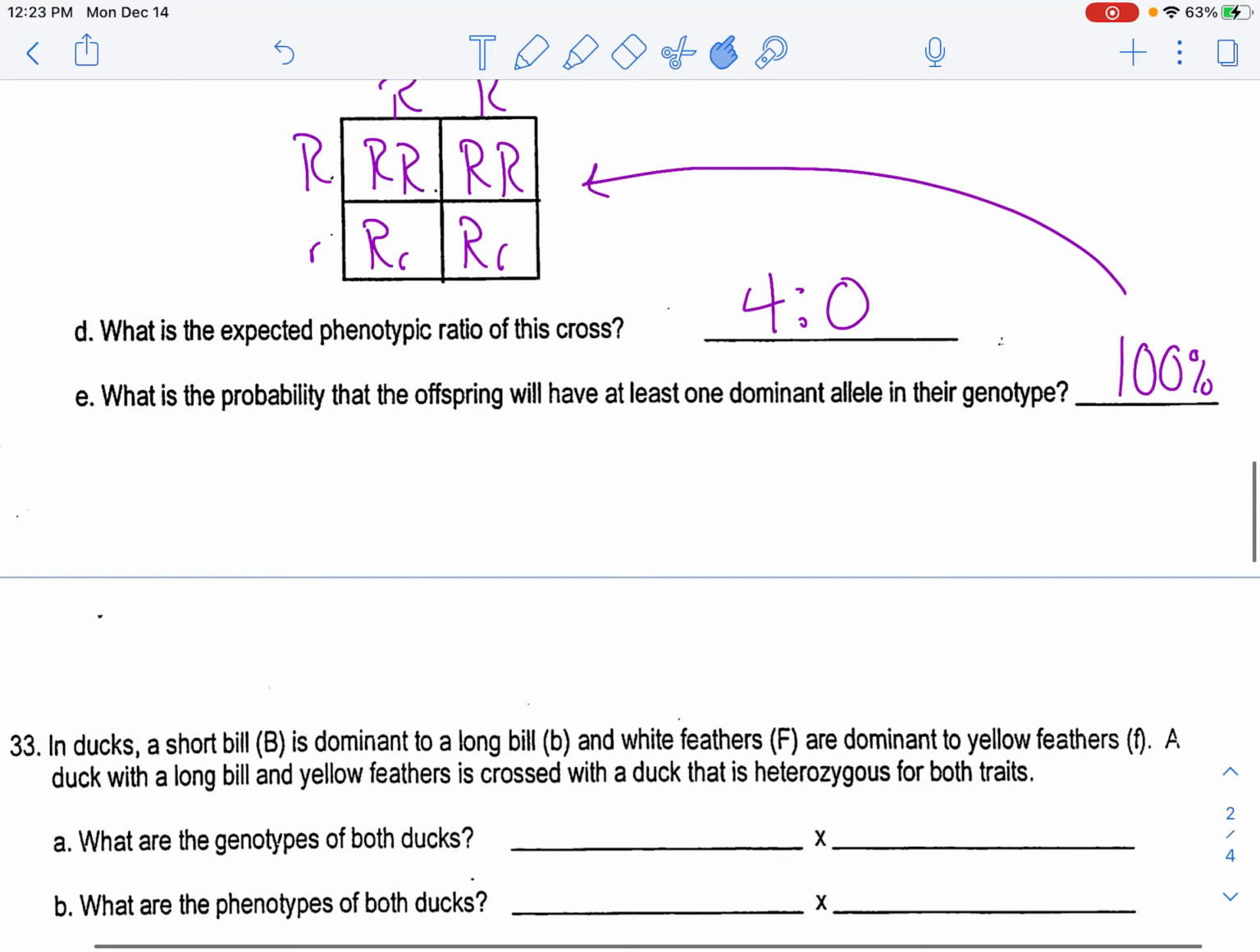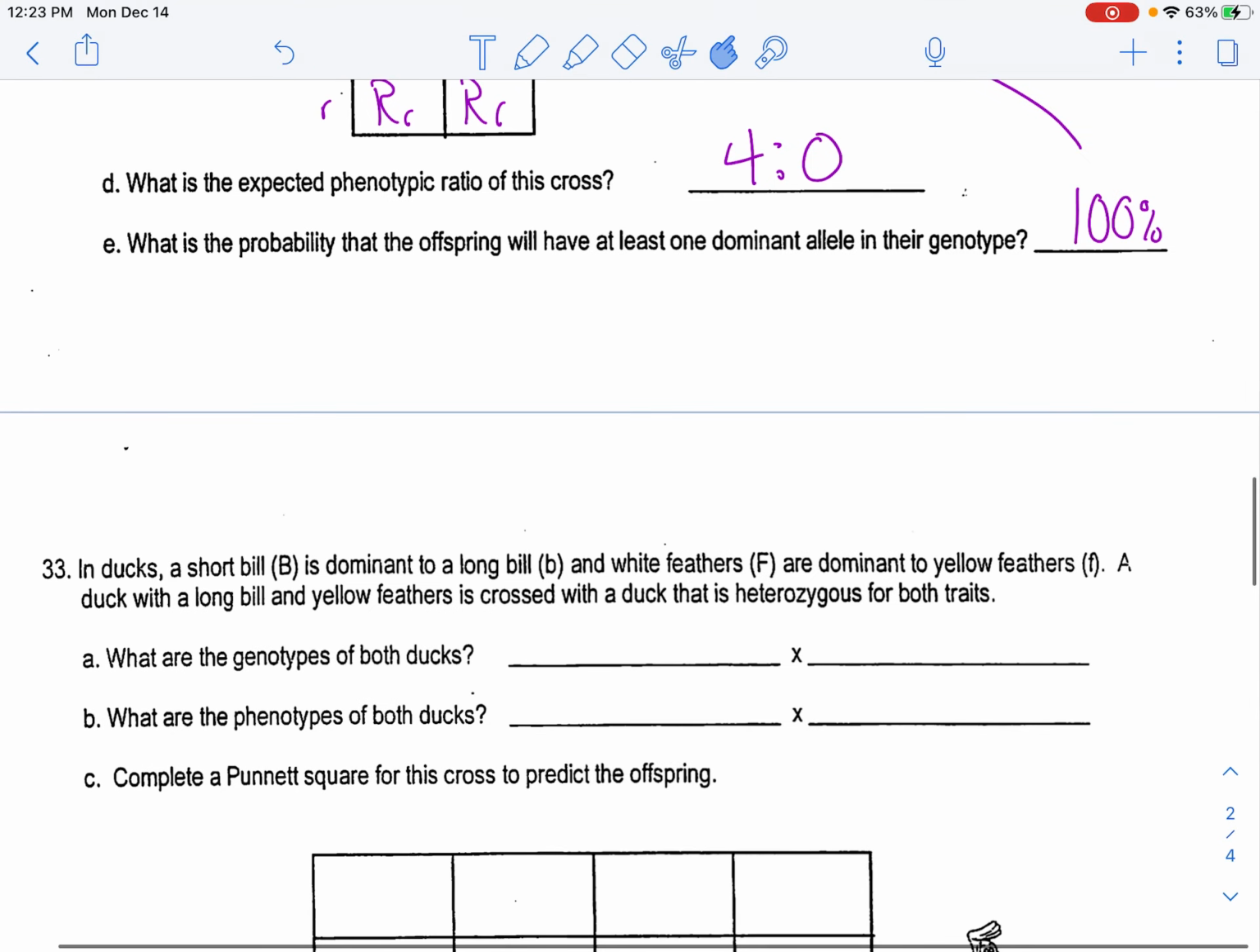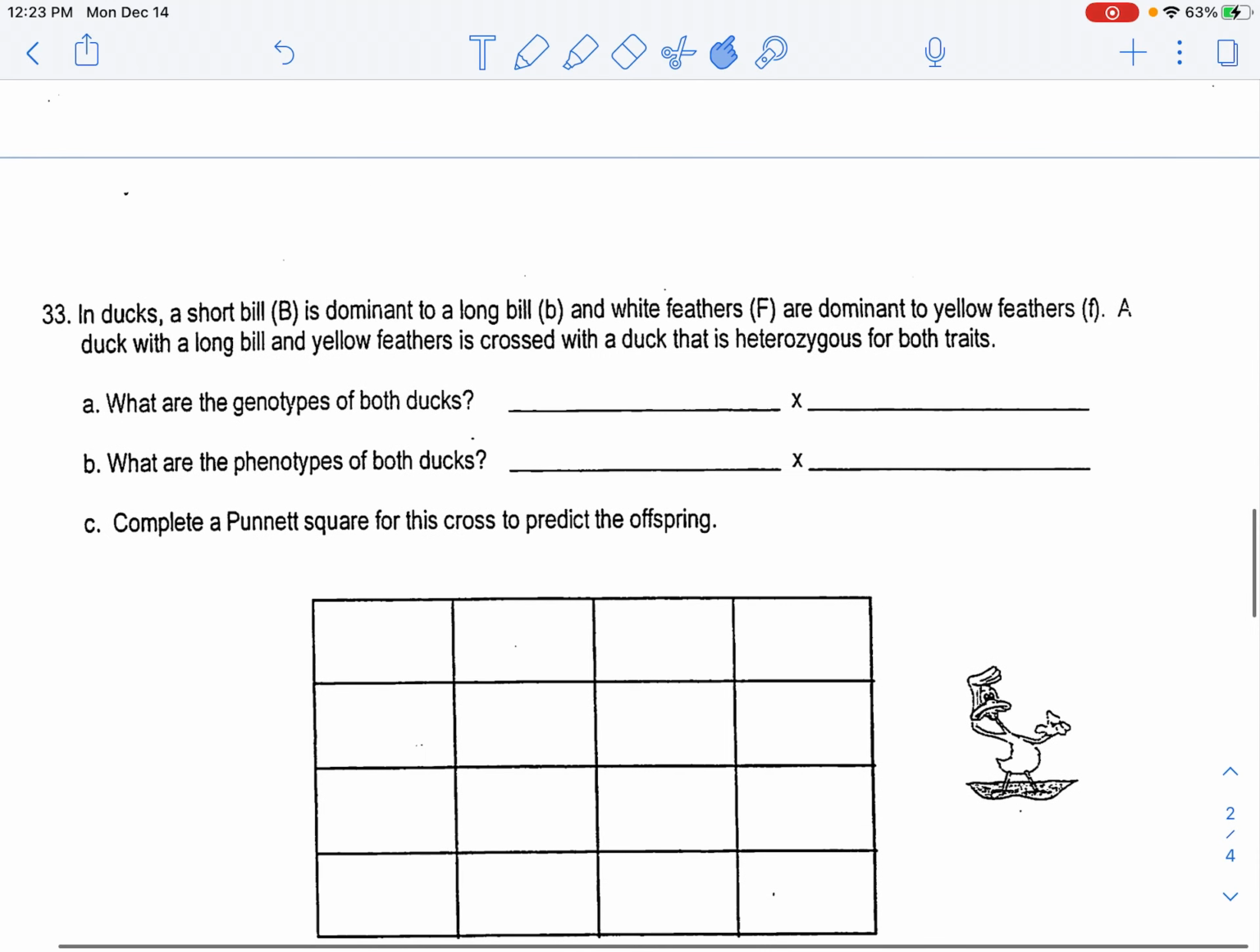Okay. All right, here's the toughest one on here. The double trait cross. So you have in ducks, short bill, capital B, dominant to long bill, lowercase b. White feathers, capital F, dominant to yellow feathers, little f. A duck with a long bill and yellow feathers is crossed with a duck that is heterozygous for both traits.